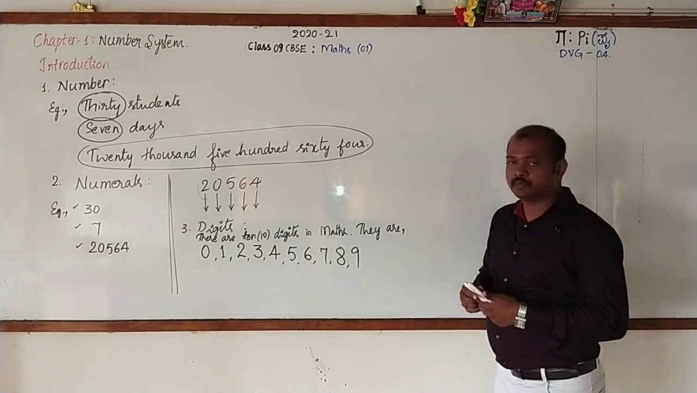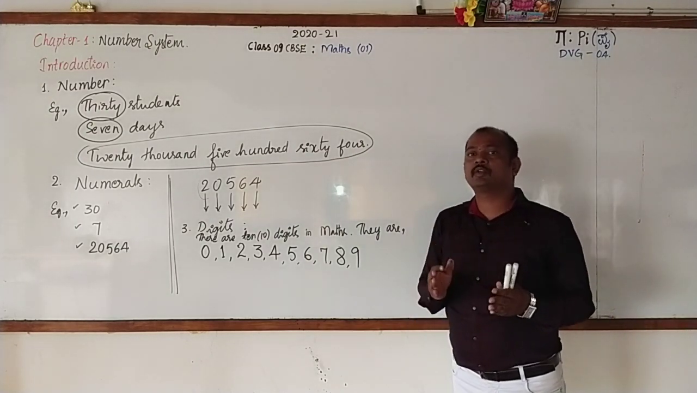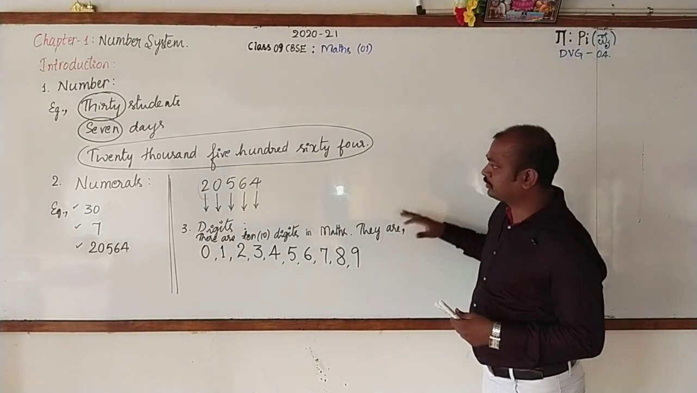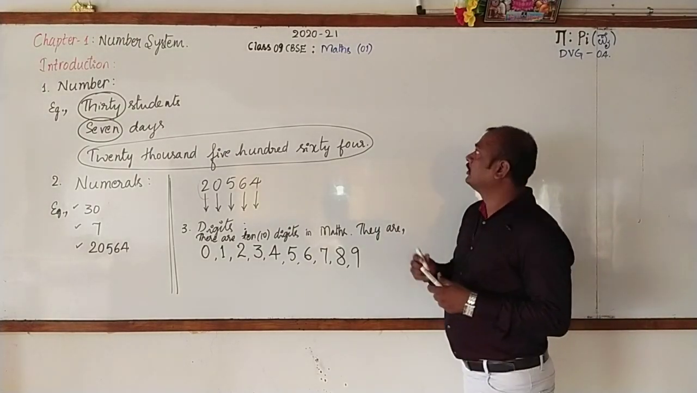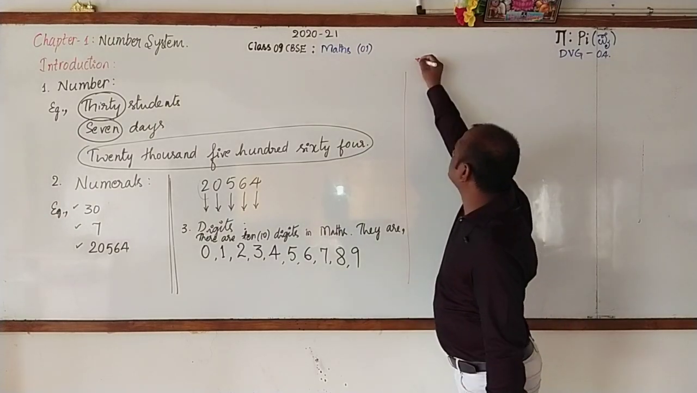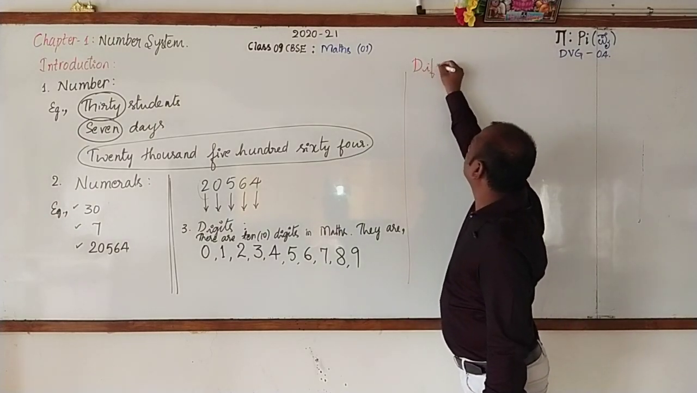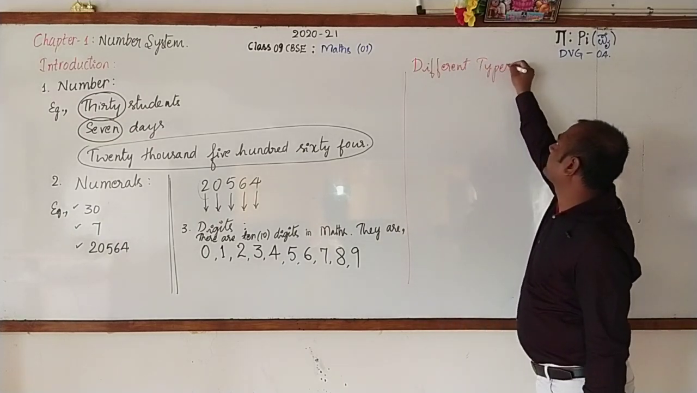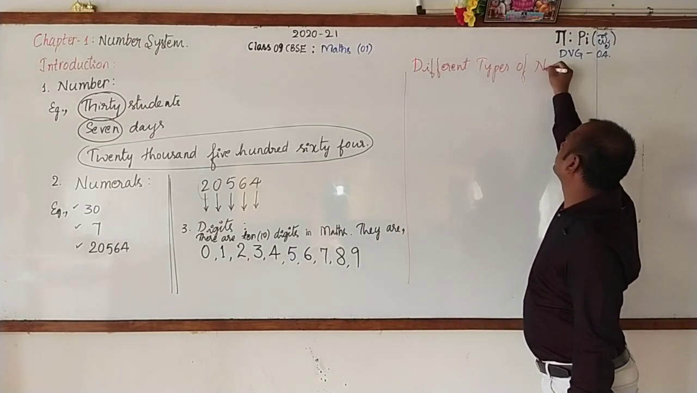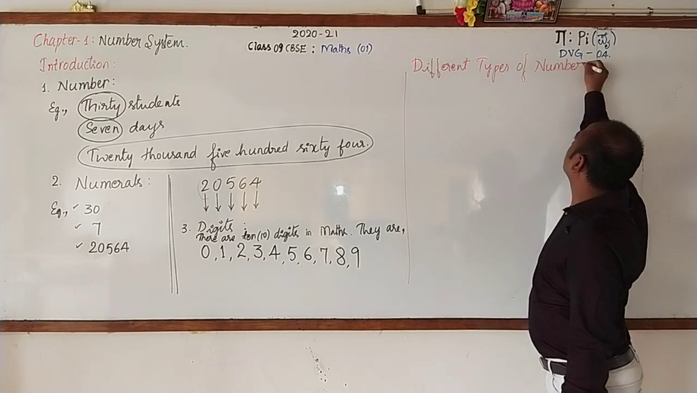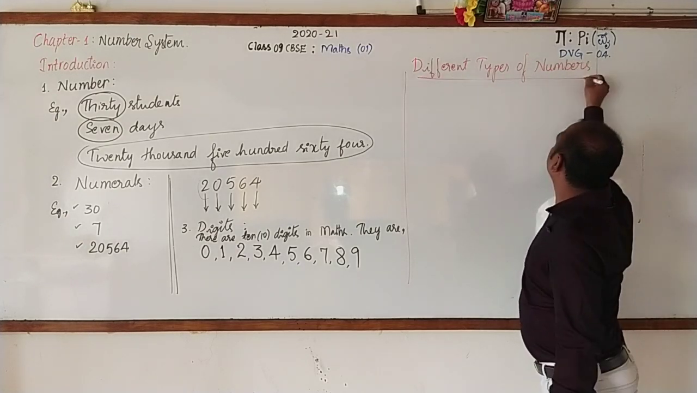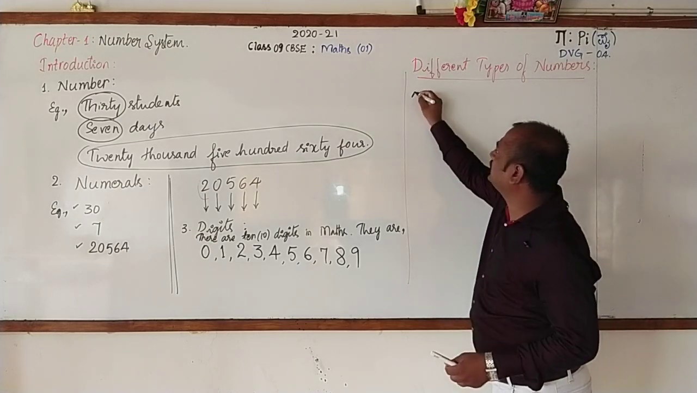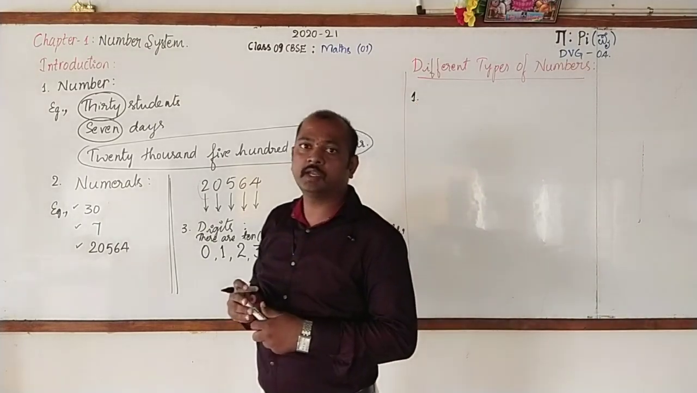Dear students, we have already come across different types of numbers. Now, we are going to recall them. Write with me. Side A. Different types of numbers. Then what are these? Let's go for writing one by one.